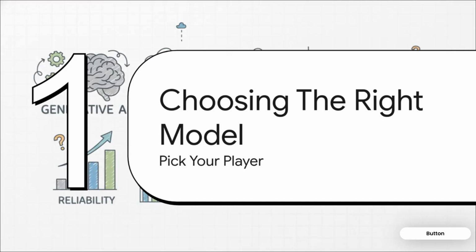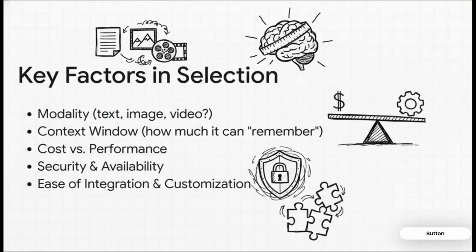All right, so we've laid out the problems. Now let's talk strategy. The very first step towards getting a reliable AI isn't some fancy, complicated technique. It's just about making a smart choice right from the get-go. It's time to pick your player. When you're choosing a model, it's so important to remember that bigger isn't always better. You have to match the tool to the specific task.